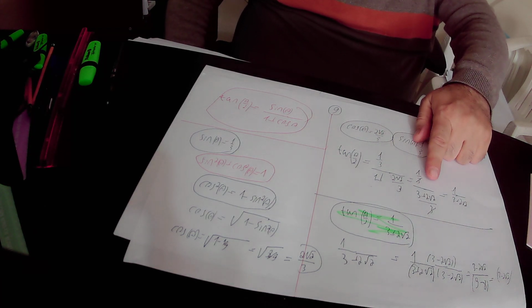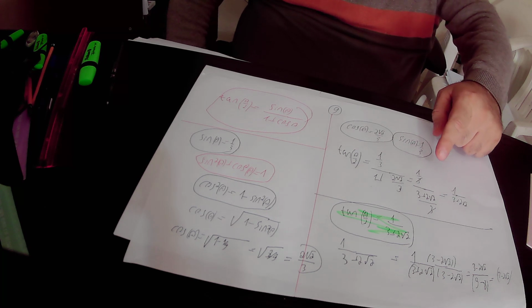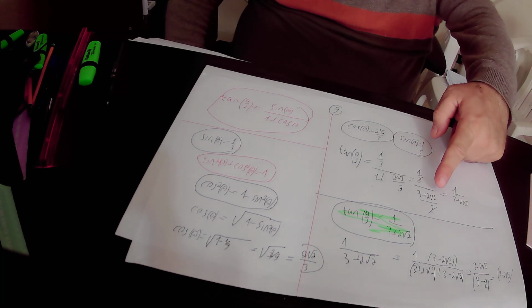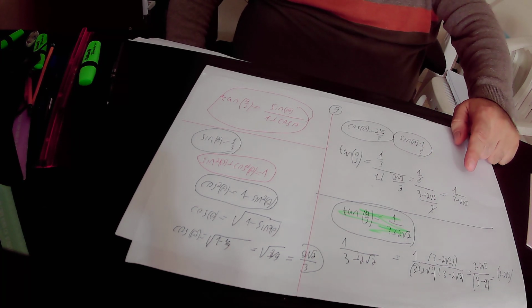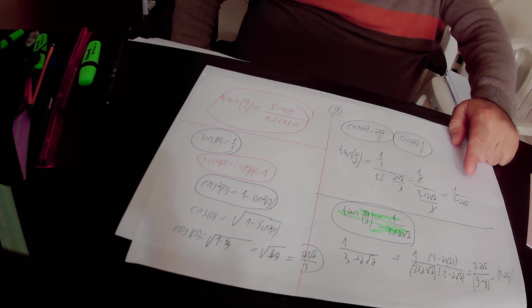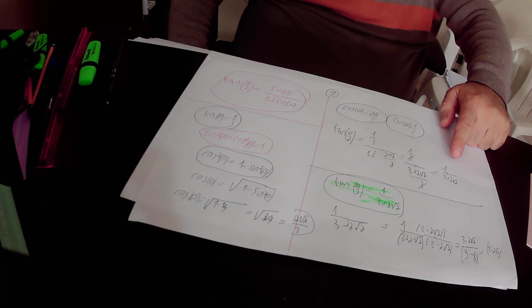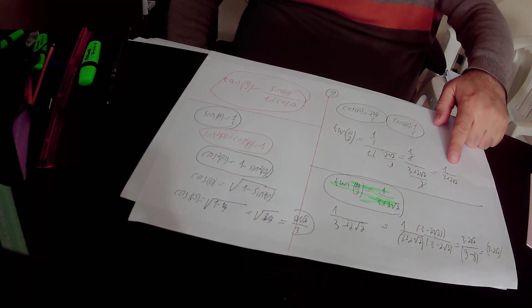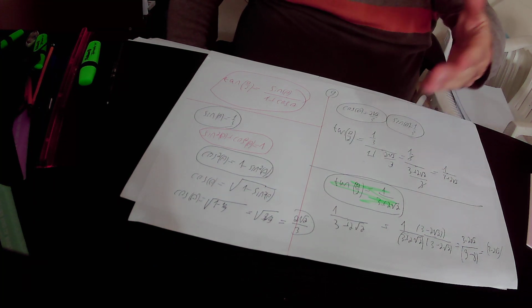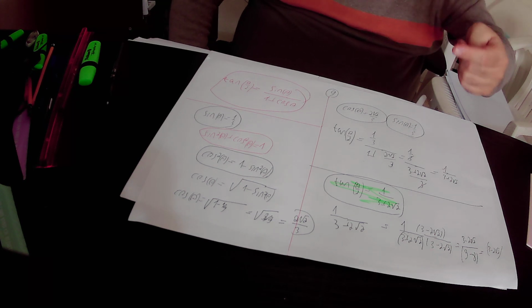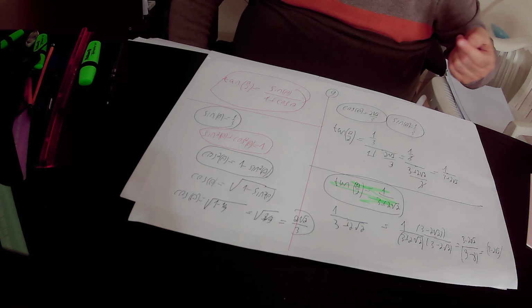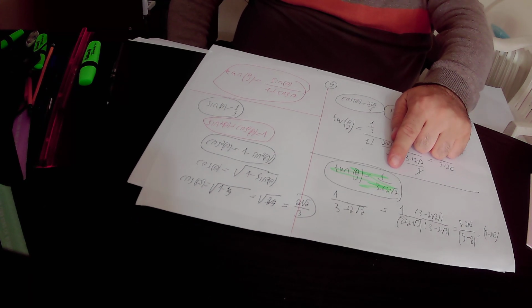And we got that 3 times square root of 2 over 3 times square root of 2, which is 1. So we are left with tangent theta over 2 equal to 1 over 3 plus 2 times square root of 2. Then we simplify this expression.